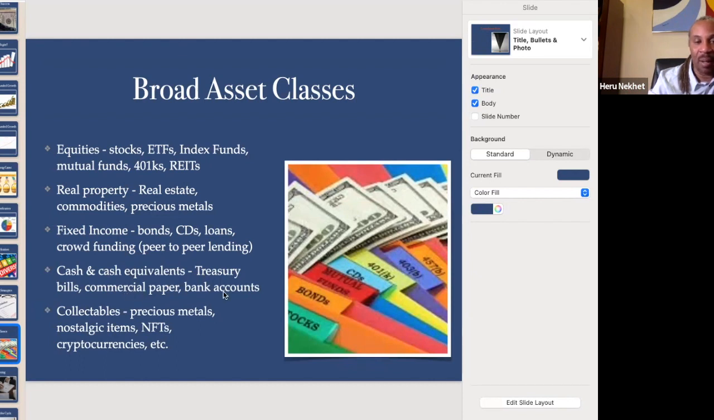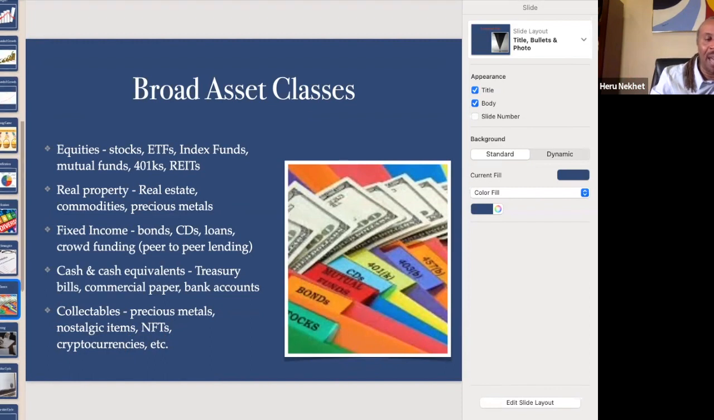Commercial paper, bank accounts, and then we have collectibles. I put precious metals here again because some people just collect coins, which is really almost the same thing as bullion, because unless you have expertise in numismatics, you're usually not going to make more from it than what you would make on the bullion. Nostalgic items, people collect things. NFTs, people tried for a minute, it was a big joke. And again, cryptocurrency, because it had no other value besides being a collectible, I put it in that area.